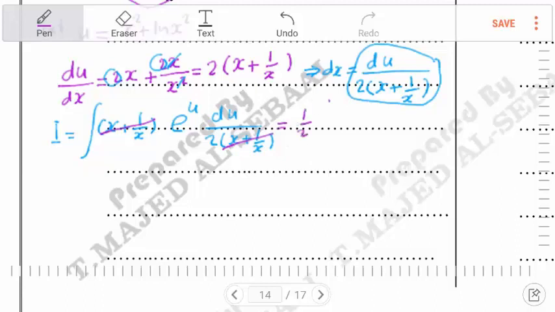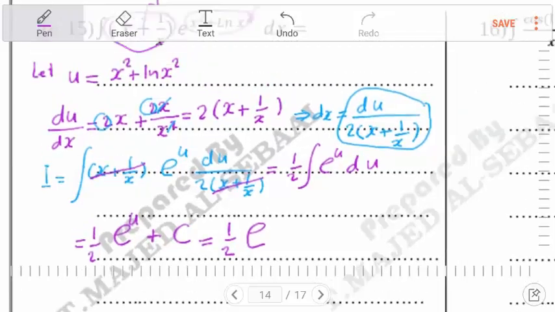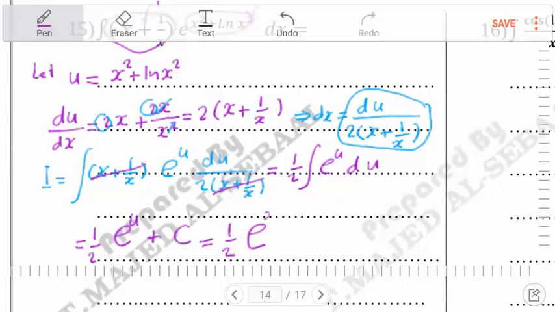So it is half the integration of e^u du. Nothing is easier than this. This is the easiest thing in the whole world. So it's half e^u plus c. Substitute u again. It is half e to the power of, what is u? Just substitute it to be in terms of x. It is x squared plus ln x squared, plus c. You understood? Yes.